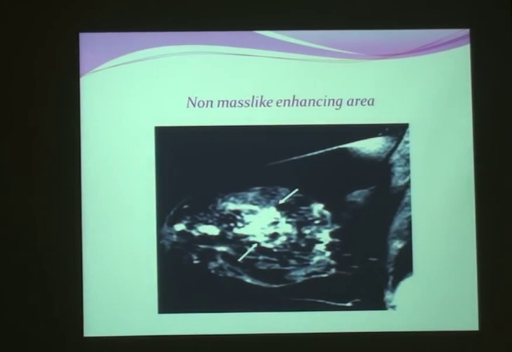Number 2 is the non-mass-like enhancing area, and this is very important, but this is much beyond the capacity of mammography. That's why it's very important to do MRI when suspecting such cases, because this is a case histologically proven to be invasive lobular carcinoma.